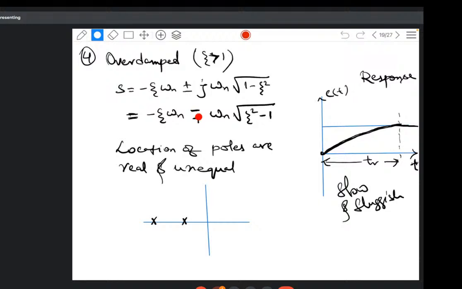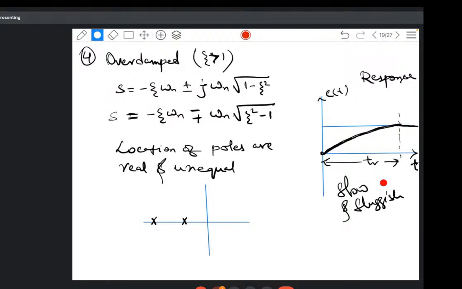So I'm getting two roots of the characteristic equation, or the two poles of the second order closed loop transfer function, as minus zeta omega n minus plus omega n under root zeta square minus 1, and minus zeta omega n plus omega n under root zeta square minus 1. As you can see, if you check the roots of the characteristic equation, no j term is there. That means no oscillation is there.